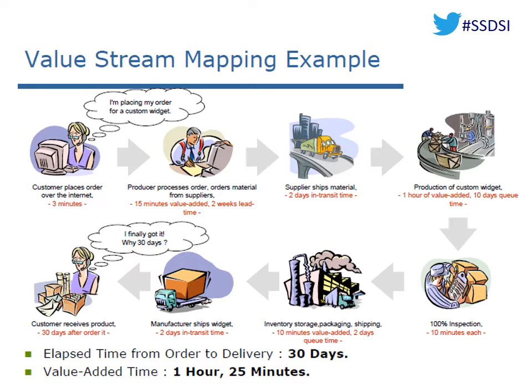Then we move that into a producer who's processing the orders of materials from the supplier. All right, so it takes him 15 minutes to do all of that, and then there's 2 weeks lead time from the time he commits that order till the time that it's ready to be shipped. Now, next, there are 2 days in transit time. Again, while I'm in transit, I'm still not having anything done to me. All I'm doing now is moving, but I'm not being transformed from one thing to another.